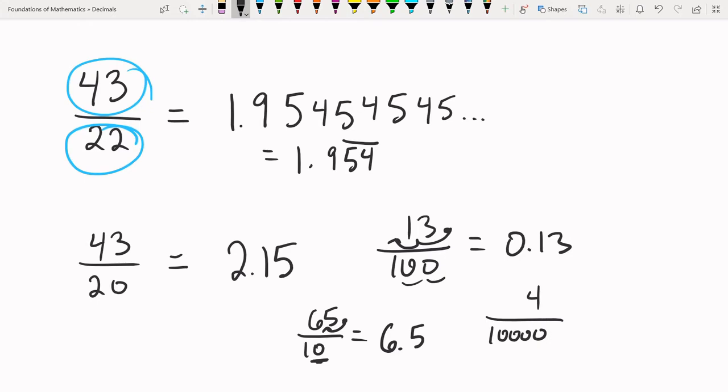If we have 4 over 10,000, this has 1, 2, 3, 4 places. So we move the decimal 4 times. 1, 2, 3, 4, and add zeros in the slots that remain. 1, 2, 3, with the 4 right there. I always add a 0 in front of the decimal point if there's no full portion there. I think it's easier to read and just understand that we're talking about a number like that. So whenever you're dividing by a power of 10, as 100, 10, and 10,000 are, all you have to do is move the decimal point over that many slots, and there you have a decimal number.